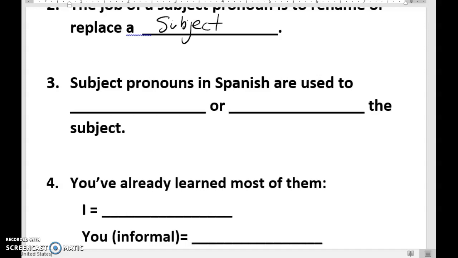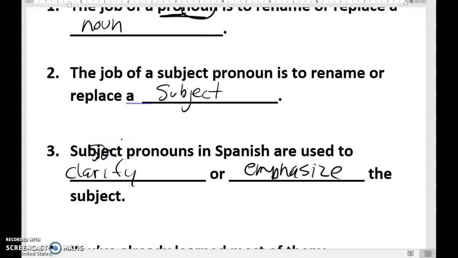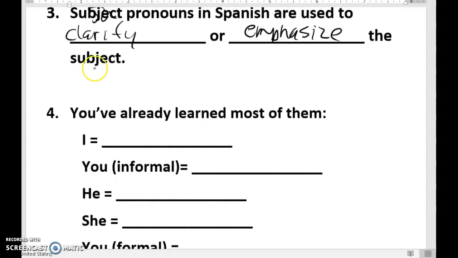Subject pronouns in Spanish are used to clarify or emphasize the subject. So we've been using soy. We've also heard yo soy. Same thing. That yo is a subject pronoun. Could be used to clarify, hey, it's me. I'm the one from Bourbonnais.